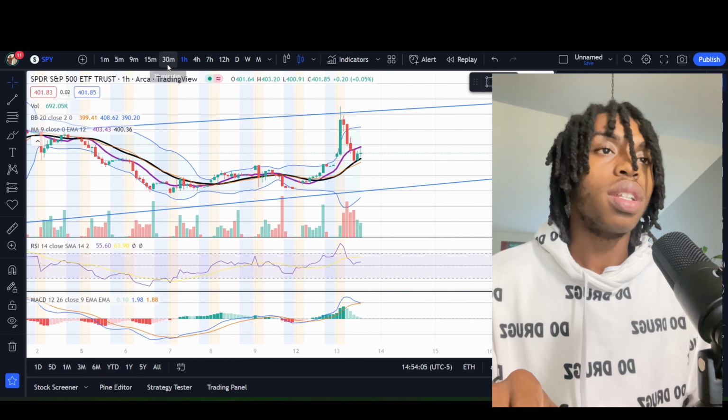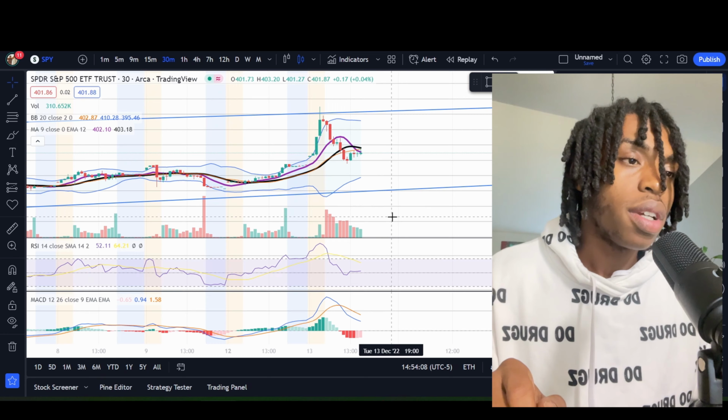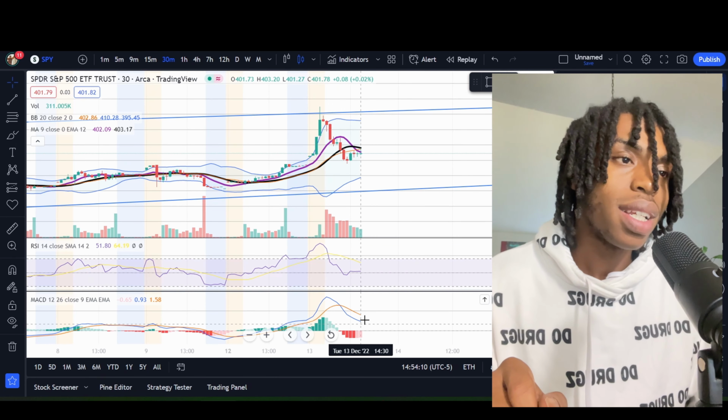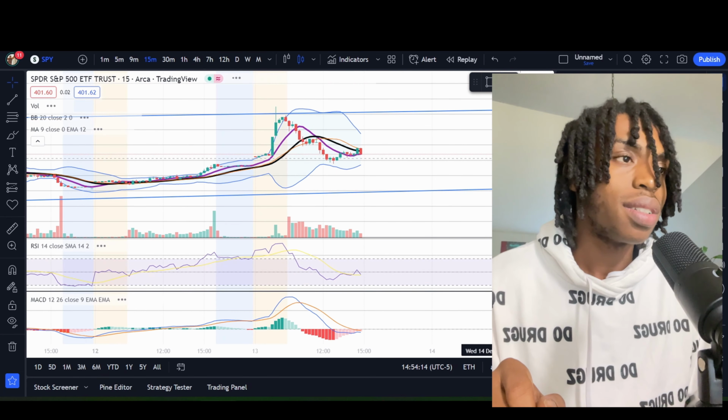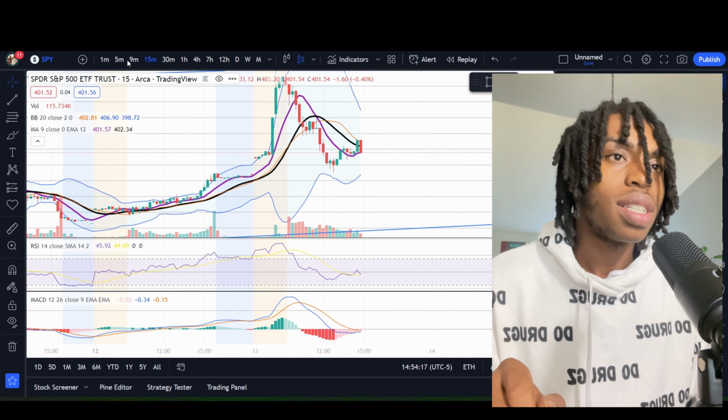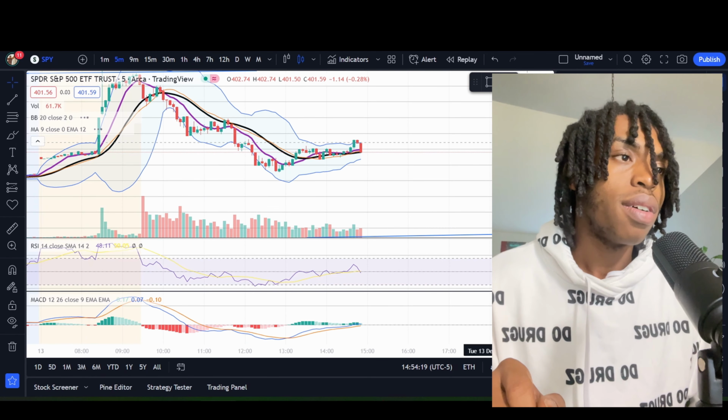Now let's go to the 30 minute. MACD, see, it's consolidating right now. On the 15, you see, it's undecided, but I think it'll keep going down. 5 minute.